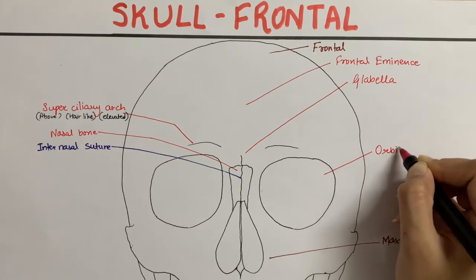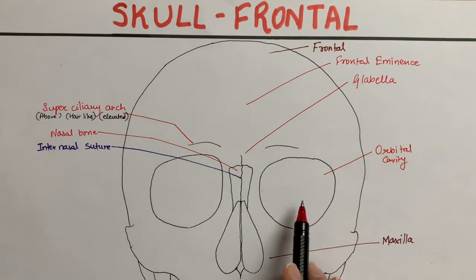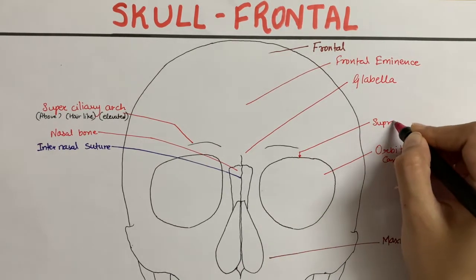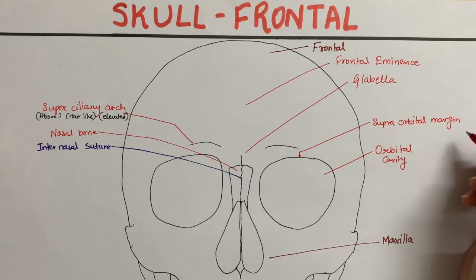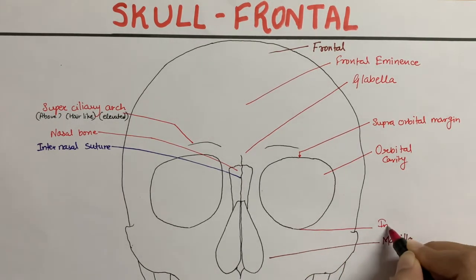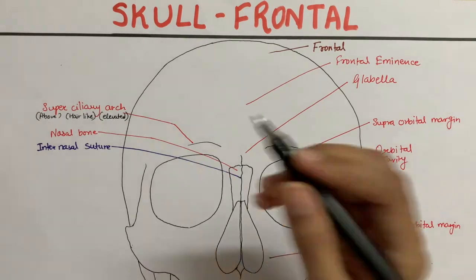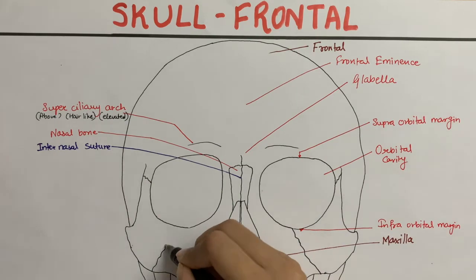Next is the cavity on either side of the nasal bone, which is the orbital cavity. It contains the eyeballs and its associated muscles, vessels, and nerves. We'll be talking about the orbital cavity in detail in a separate video because it's out of the scope of this video. Now, for the orbital cavity, the superior margin of the cavity is called the supraorbital margin, and the inferior margin is known as the infraorbital margin. All very easy to remember if you think about it logically. Superior, therefore supraorbital. Inferior, therefore infraorbital margin.